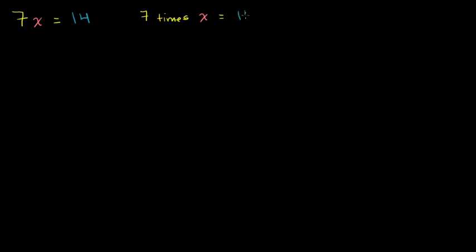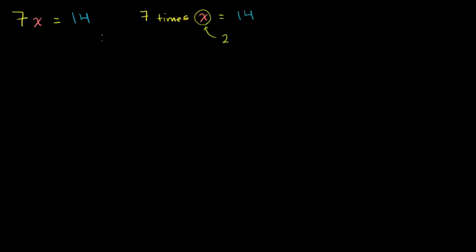Now, you might be able to do this in your head. You could literally go through the 7 times tables. You say, well, 7 times 1 is equal to 7, so that won't work. 7 times 2 is equal to 14, so 2 works here. So you would immediately be able to solve it, just by trying different numbers out, and say, hey, that's going to be a 2. But what we're going to do in this video is to think about how to solve this systematically.